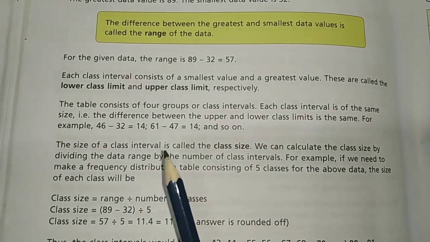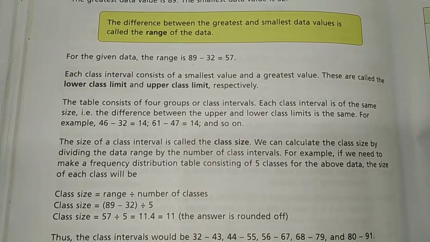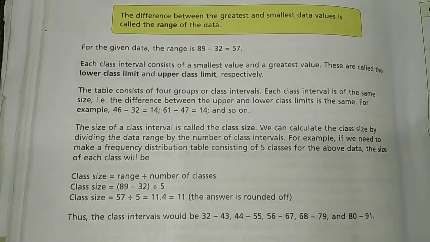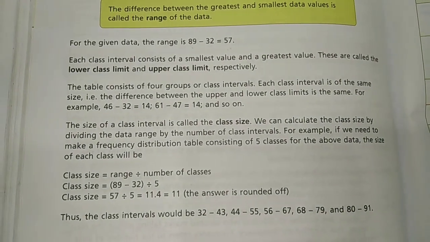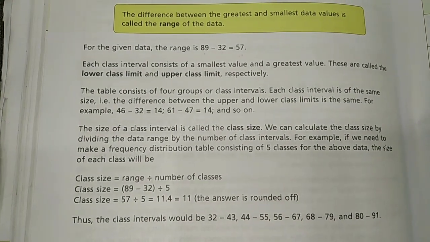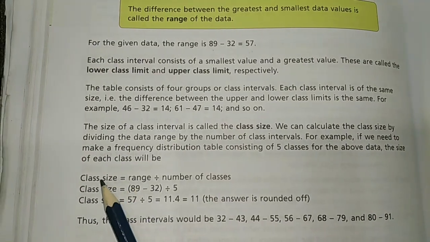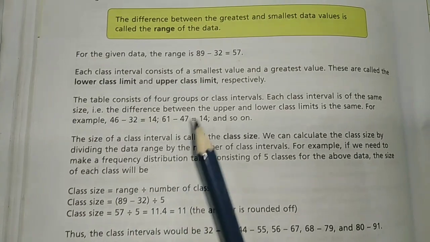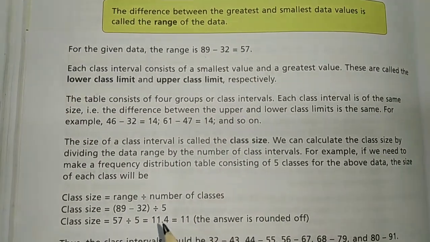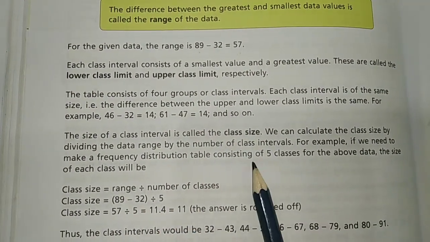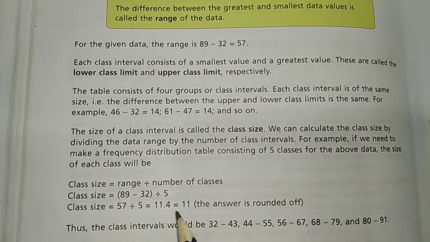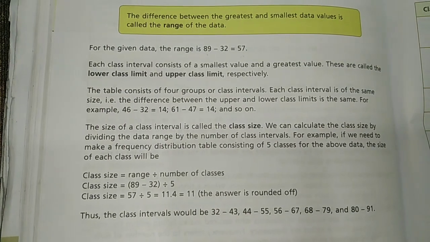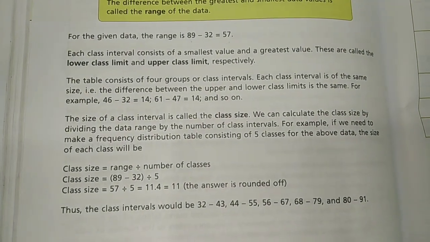The size of a class interval is called the class size. We can calculate the class size by dividing the data range by the number of class intervals. For example, if we need to make a frequency distribution table consisting of 5 classes for the above data, the size of each class will be the class size. The formula of class size is range divided by number of classes. Range is 89 minus 32, that is 57, divided by number of classes 5, and you will get 11.4, approximately 11. So the answer is rounded off to 11. So 11 is the class size.